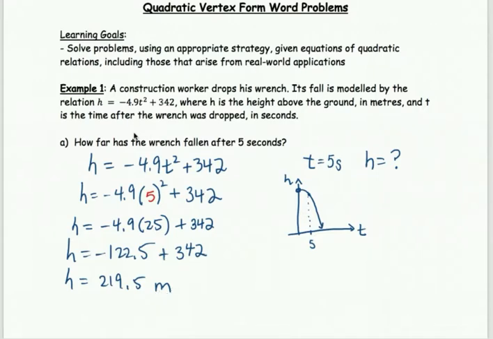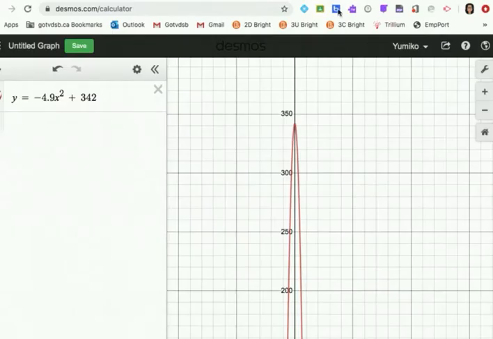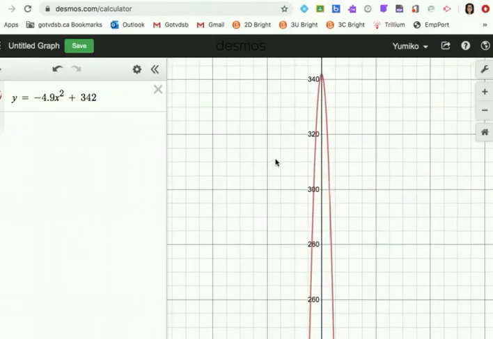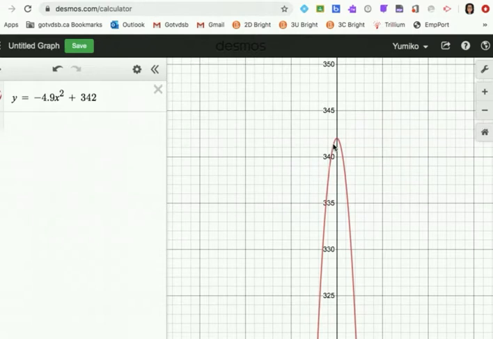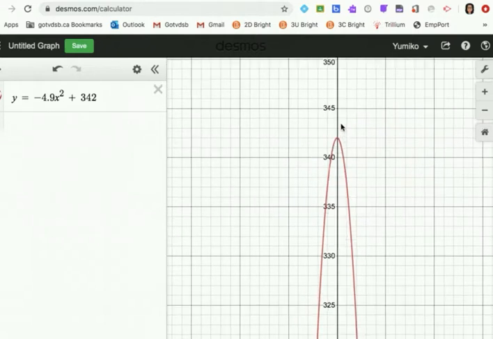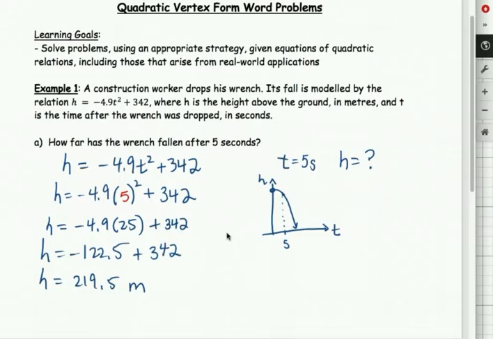Okay, all right, so if we're trying to figure out how high we were before the wrench dropped, we can take a look at our Desmos graph here. So we zoom in here, it looks like we're about 342. Oh yeah, if you look at the equation here, it's 342, so that's the y-intercept. All right, so we're about 342 meters in the air, so we could even jot that down. Okay, so 342 meters in the air, and then it was dropped. So 5 seconds later, it is now 219.5 meters in the air.